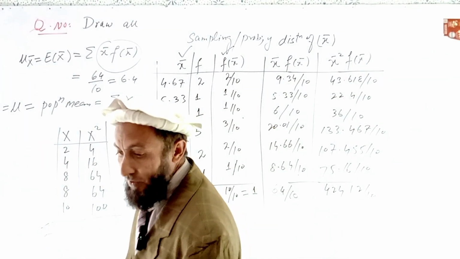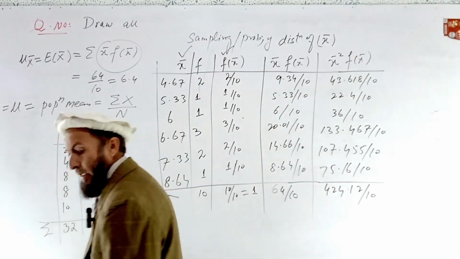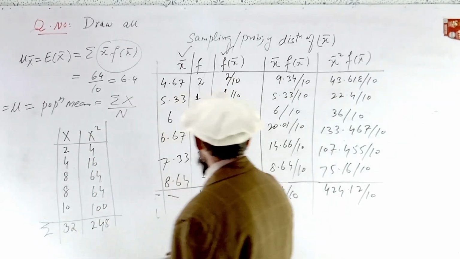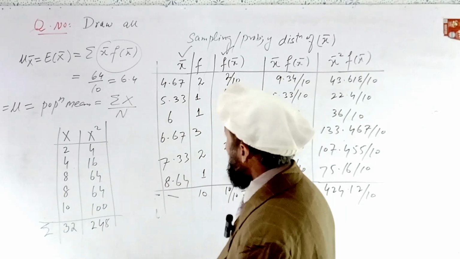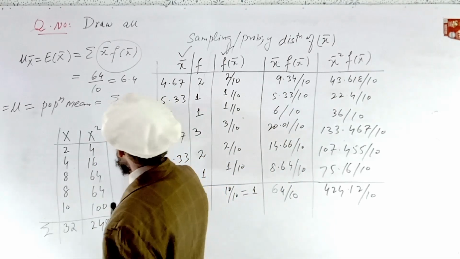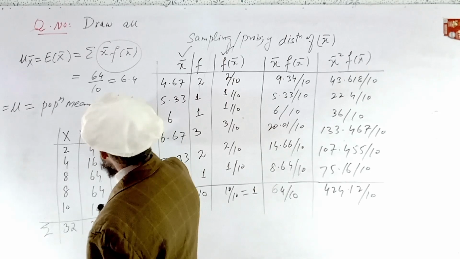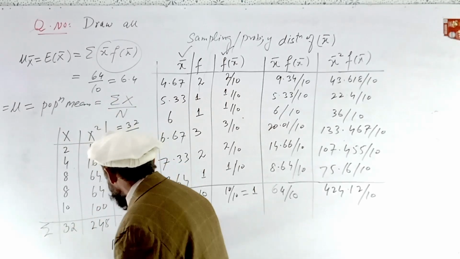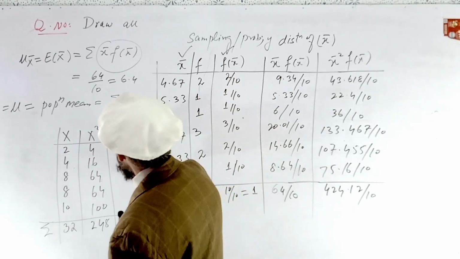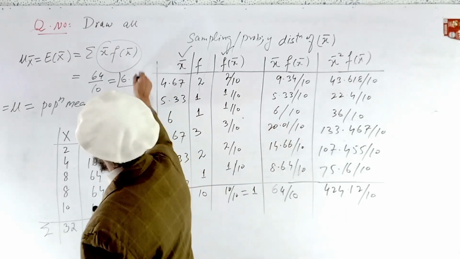What is the result of this column? 32, and here 248. No further calculation is required. Summation x divided by n, we get 32 divided by the total n, which is 5: 1, 2, 3, 4, 5. So divided by 5 we get 6.4. So the above results are both the same.